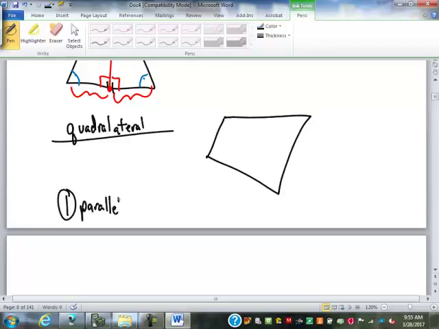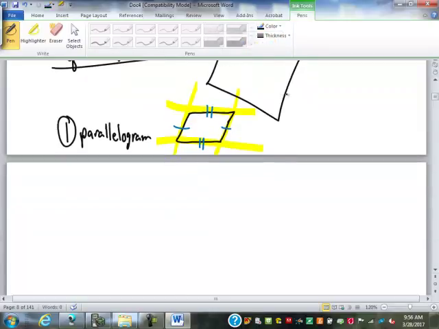A parallelogram. In a parallelogram, opposite sides are parallel to each other. So that's a parallelogram because this side's parallel to this side, that side's parallel to that side. A consequence of this is that the opposite sides will be equal. Those two sides will be equal. Those two sides will be equal length. Now there's two different paths we can take here from a parallelogram. The first path is something called a rhombus.